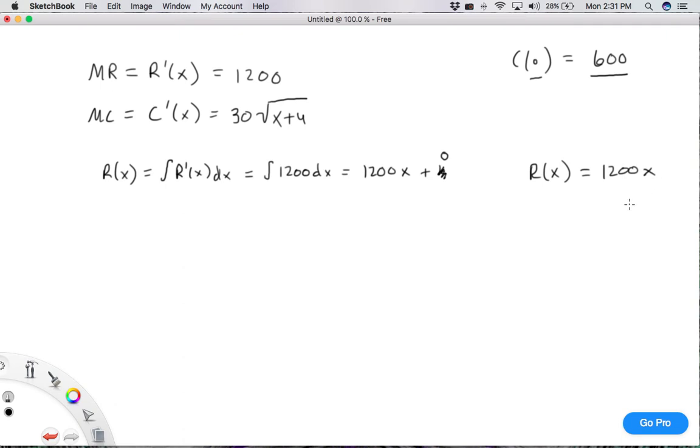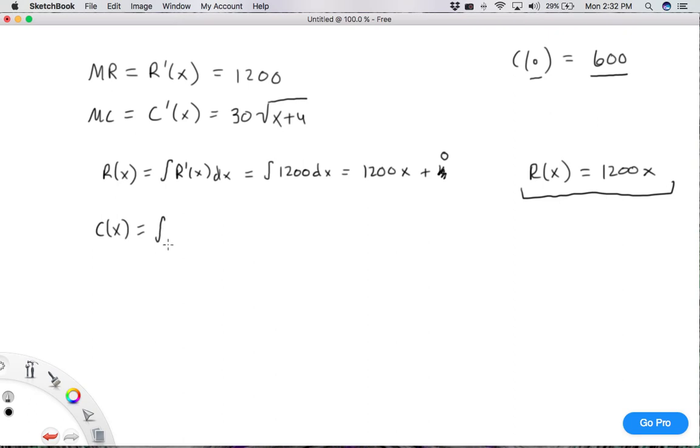It's pretty safe to assume that the constant for revenue functions is always going to be 0, unless for some reason you're still making money even if you sell 0 units. But usually that's not the case, so it's a pretty safe assumption. Anyways, here's our revenue function. Now we're going to do the same thing for cost.